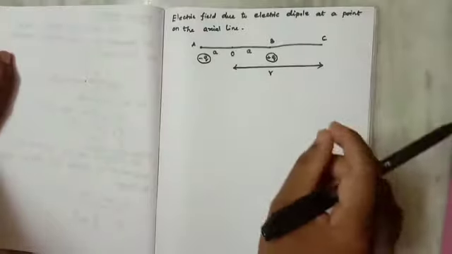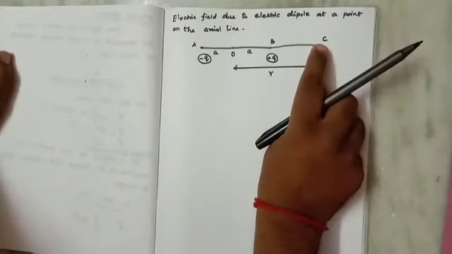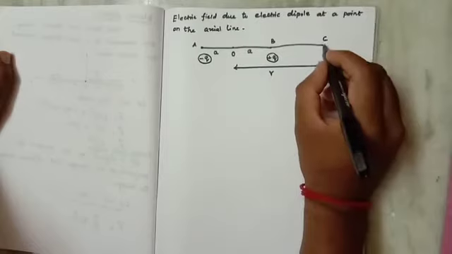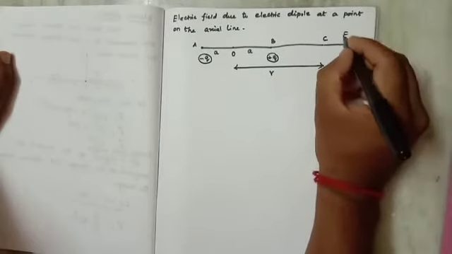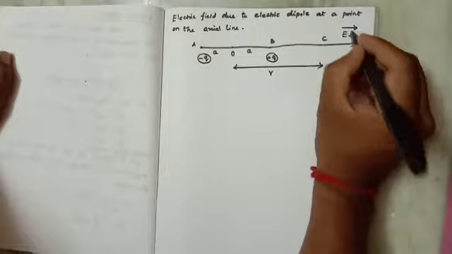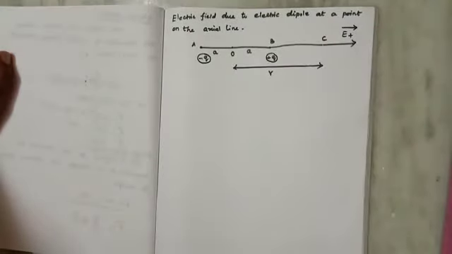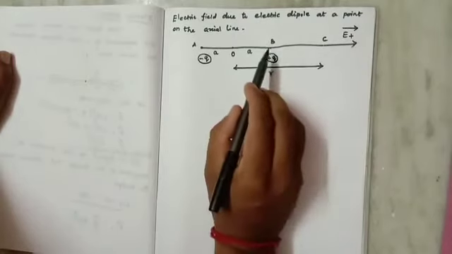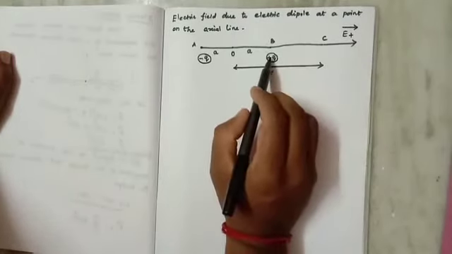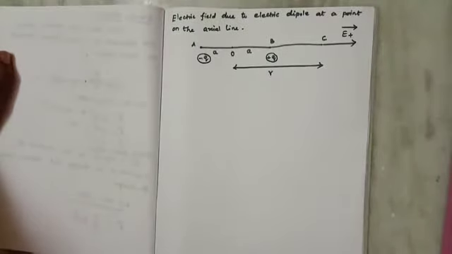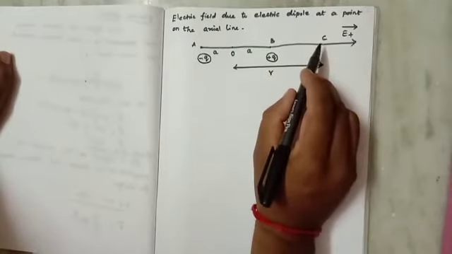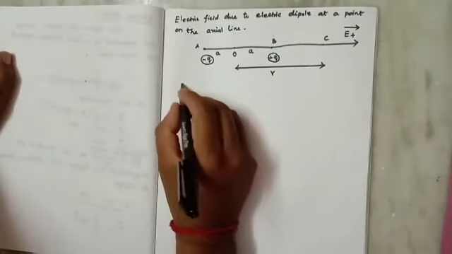Here test charge means a positive charge. When the positive charge is placed at a point C, it experiences an electric field. That electric field is E plus vector. Okay students, so E plus vector means the electric field due to the positive charge at point B. So first, the electric field experienced at point C due to the positive charge is calculated.